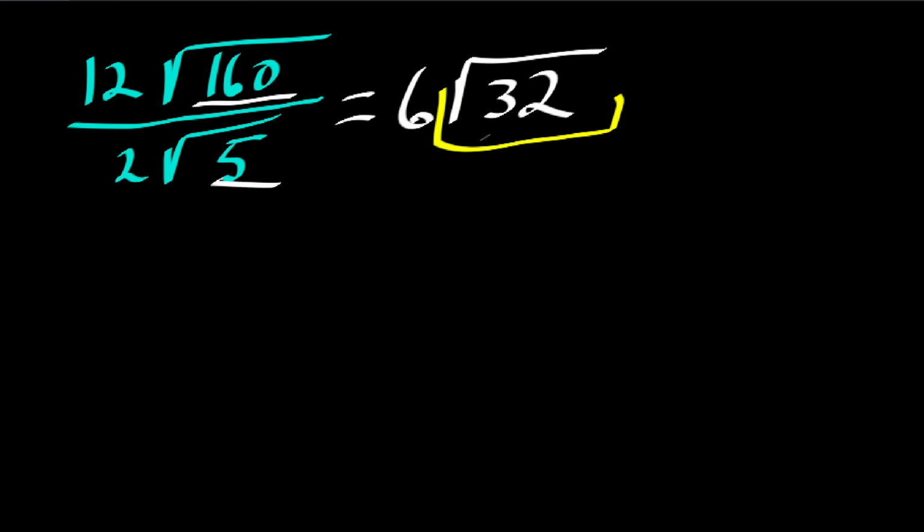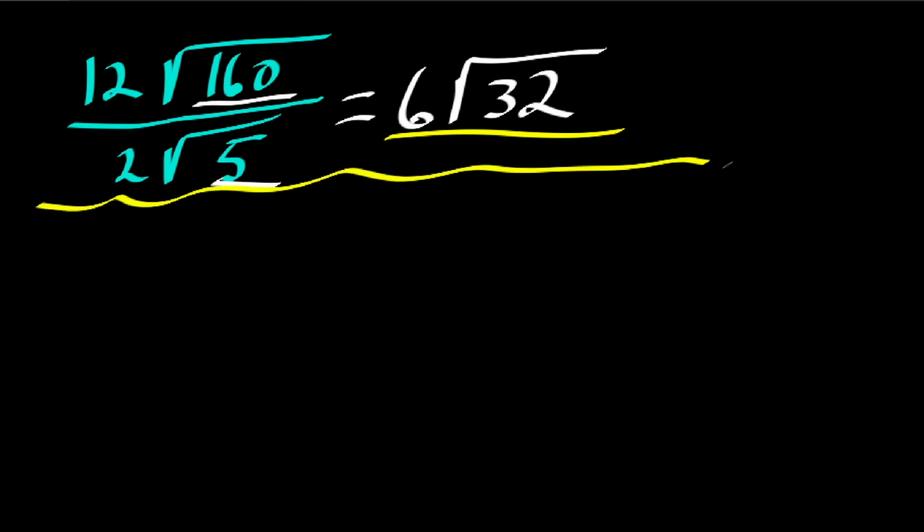If we have the opportunity to simplify, we're supposed to simplify. It's kind of like fractions. All right, so we're going to take this 6 square root 32, and we're going to break it down further. So we're going to take 6, and then we're going to take the square root of 32 and see if we can break it down into 2 separate radicals.